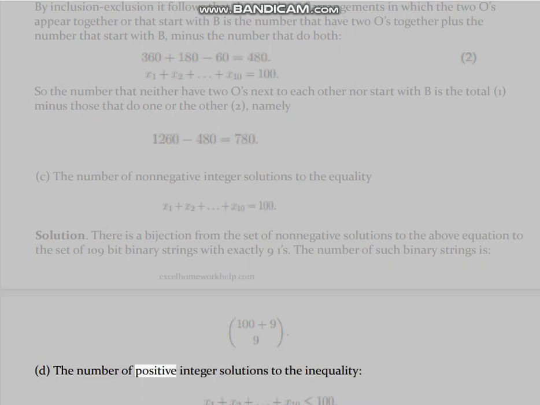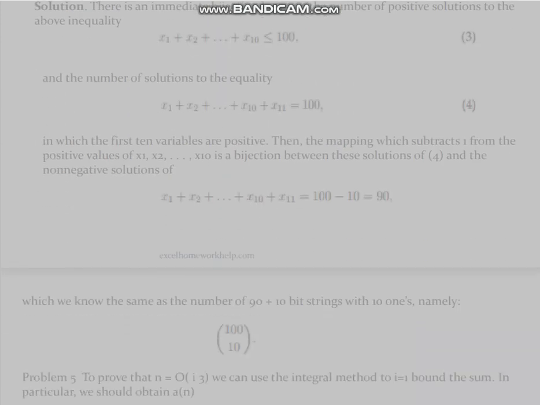D. The number of positive integer solutions to the inequality. Solution. There is an immediate bijection between the number of positive solutions to the above inequality and the number of solutions to the equality in which the first 10 variables are positive. Then, the mapping which subtracts 1 from the positive values of x1, x2, ..., x10 is a bijection between these solutions of 4 and the non-negative solutions of excelhomeworkhelp.com, which we know is the same as the number of 90 plus 10-bit strings with 10 ones, namely.